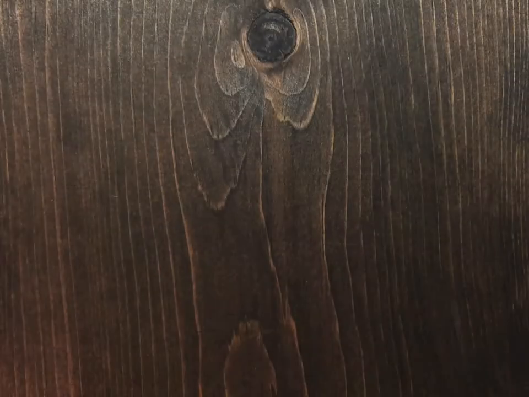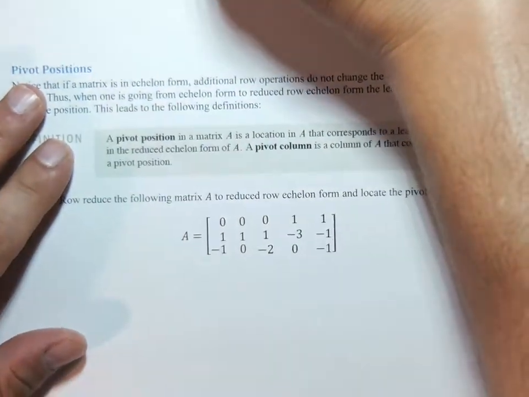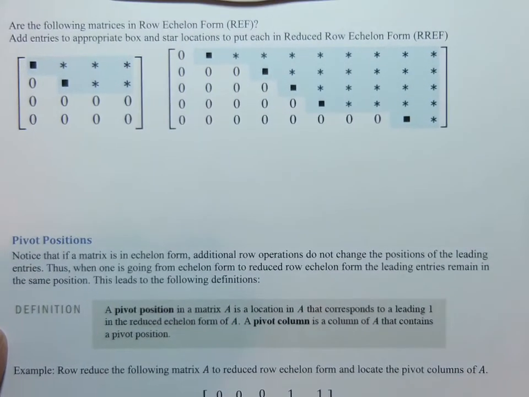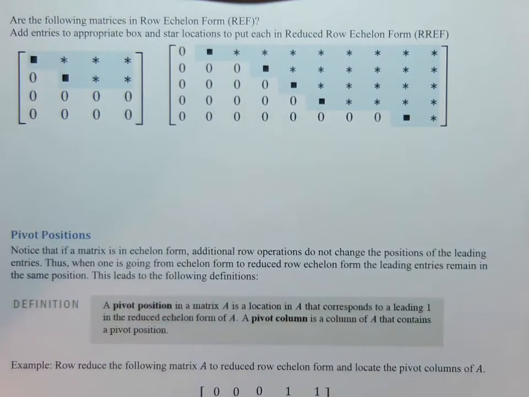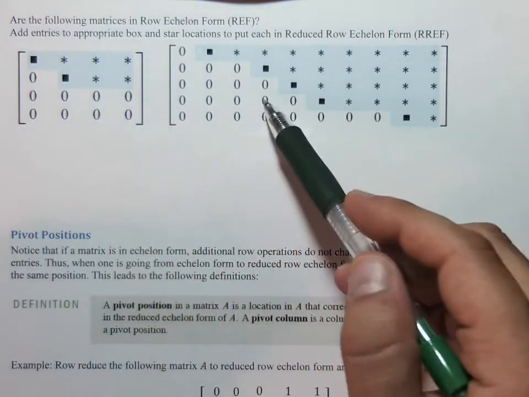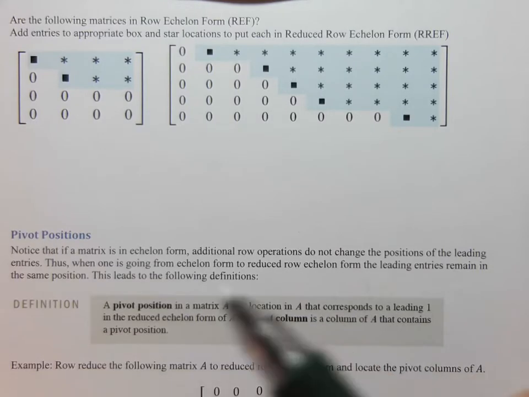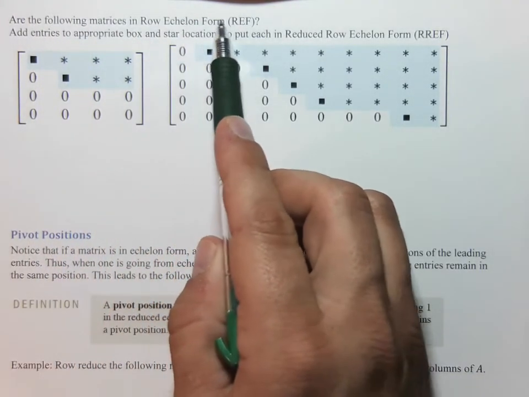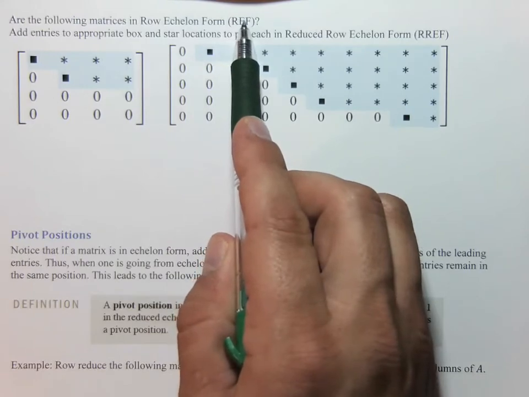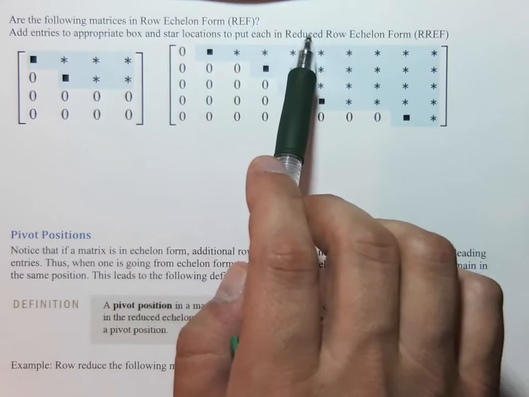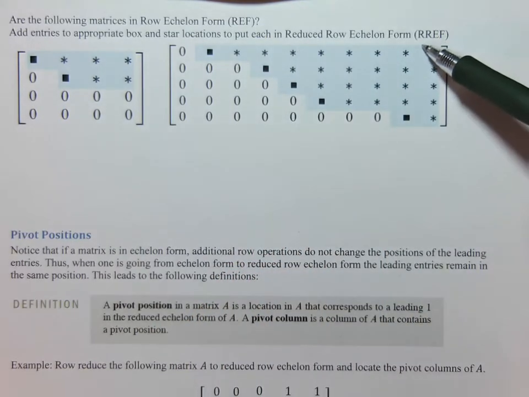So this is your chance to see if what I just said and what we just learned makes sense. So here's a couple hypothetical matrices. Okay, there's zeros in some of them for sure. Right, so there's 0 entries. And then we have, so let's just read it. So this says, are the following matrices REF? So are they reduced at all? And then we want to change the boxes or the stars to make it RREF.